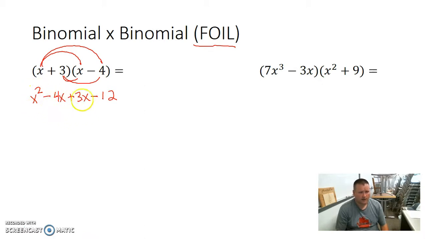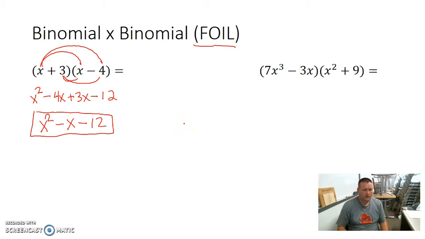So x squared is not like anything. Negative 4x is like 3x, so I can combine those. So I leave my x squared. I can combine negative 4x plus 3x. I just add my coefficients. So negative 4 plus 3 is negative 1x. And then the negative 12 is not like anything, so I just leave the negative 12 as is. So we get x squared minus x minus 12.